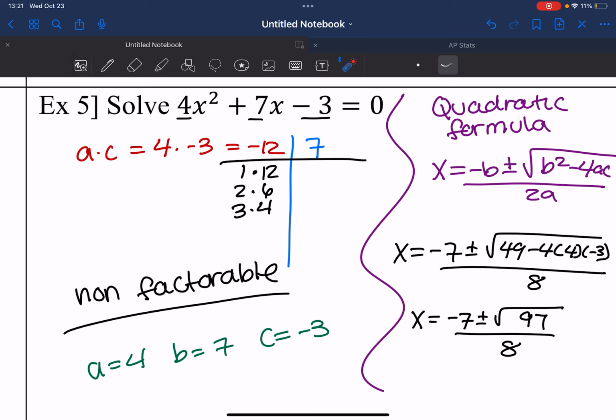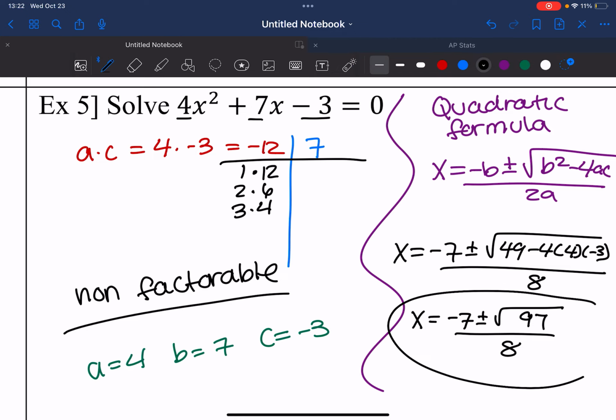And then I need to check if this 97 can be reduced by doing the prime factor tree. Well, if I start dividing that 97 by all the prime numbers that I know, starting with 2, I'll notice that none of them give me an answer. So this tells me that that square root of 97 is already as reduced as it can be as a radical, so this is our answer.